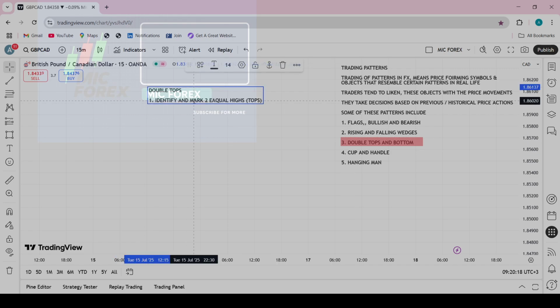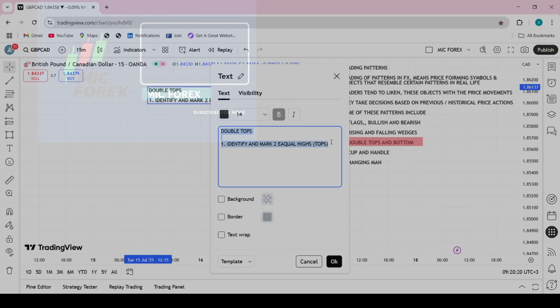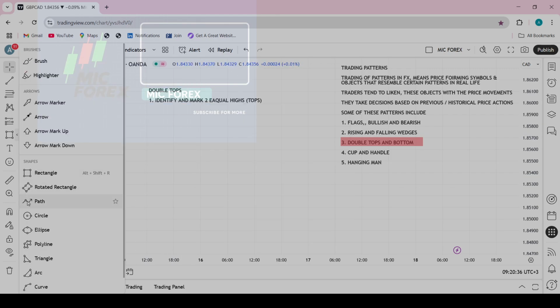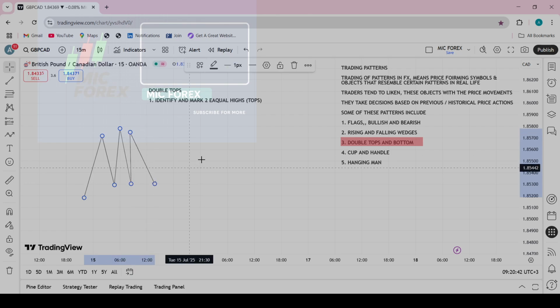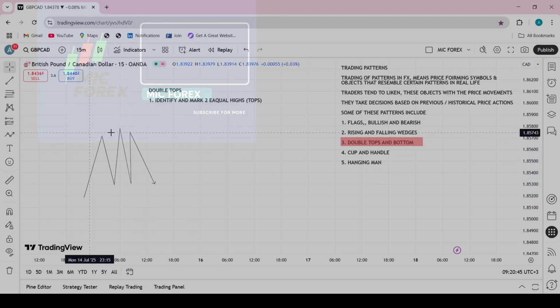So equal doesn't mean exactly equal. Equal here means same level, not same trend line. I have to mention that, for example, if price is moving in this way, you can still call this equal highs.